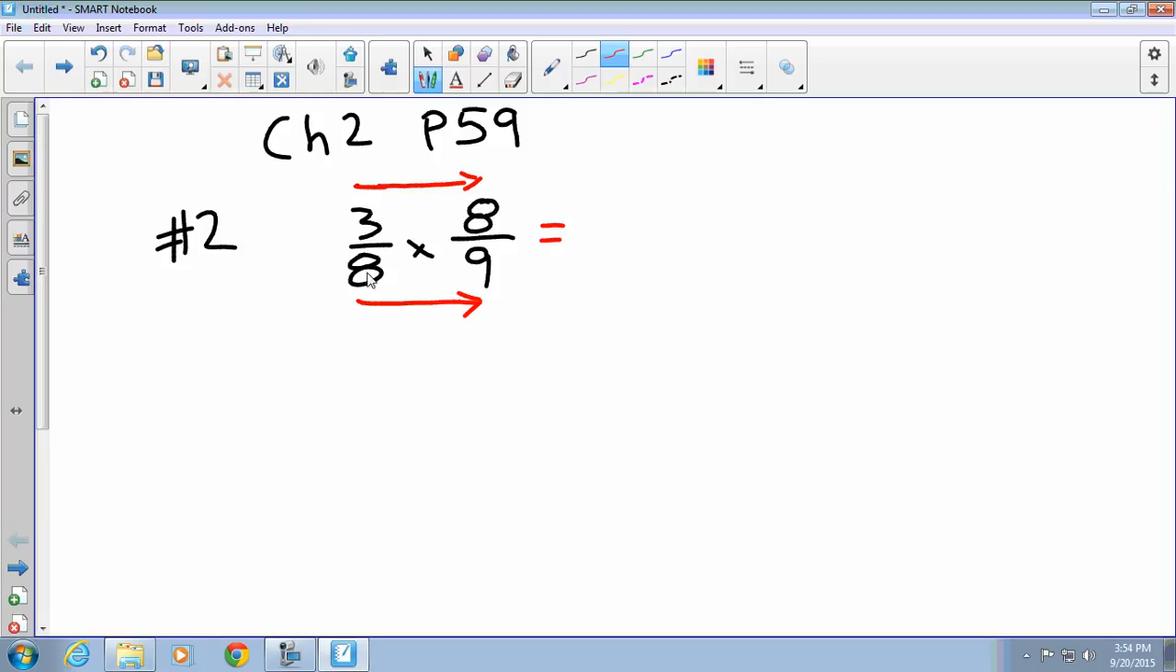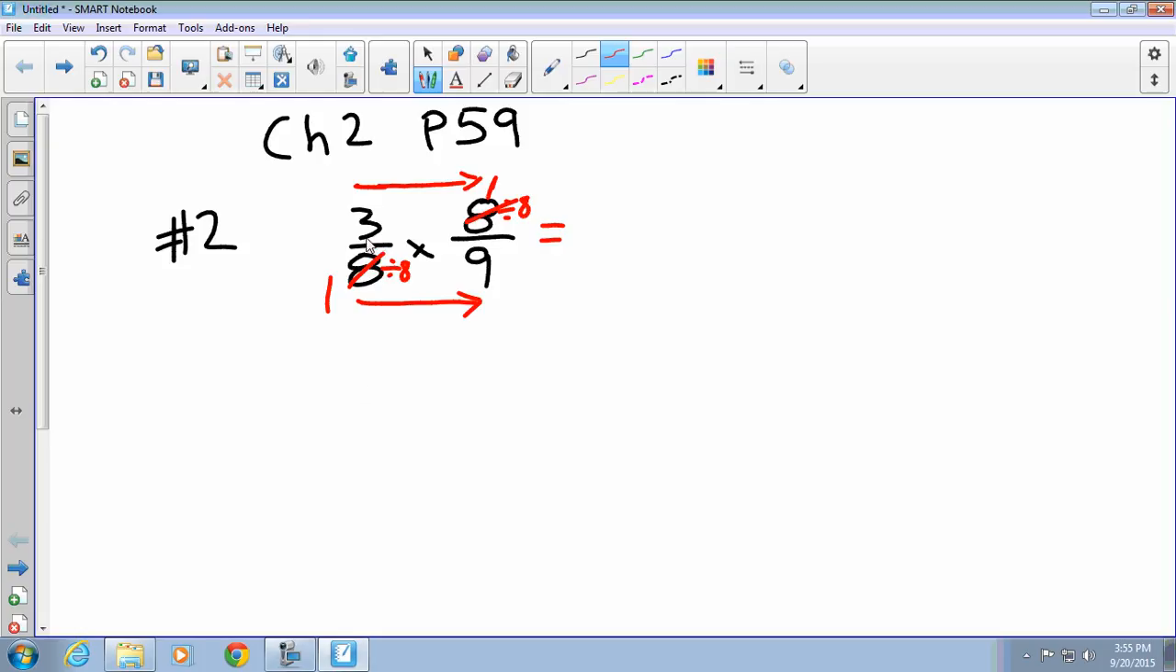The 8s can cancel because they are diagonal from each other, and because if I have an 8 on the top and an 8 on the bottom, if I divide an 8 out, I'm going to be left with 1. So the 8 basically becomes a 1 on the bottom, and the 8, if I divide by 8, basically becomes a 1 on the top. Whenever you have the same number, you're basically dividing by that number. 8 divided by 8 is 1, and 8 divided by 8 is 1. So essentially the same numbers just become 1s, which makes our final fraction in simplest terms that much easier to solve.